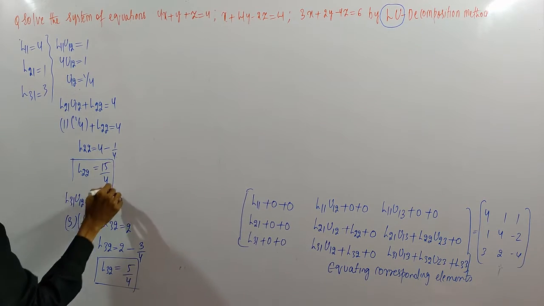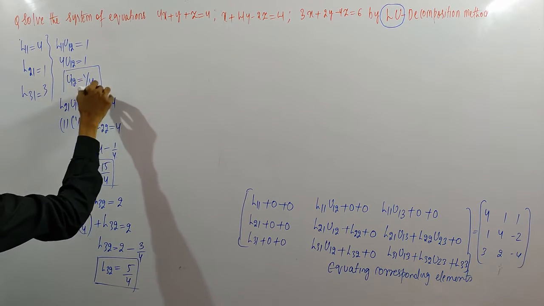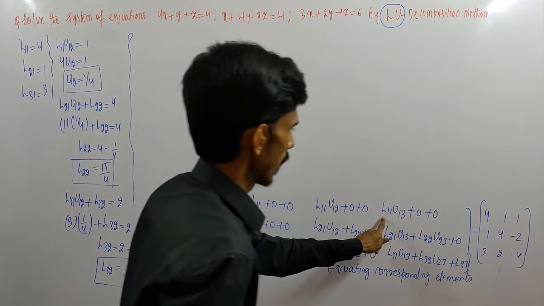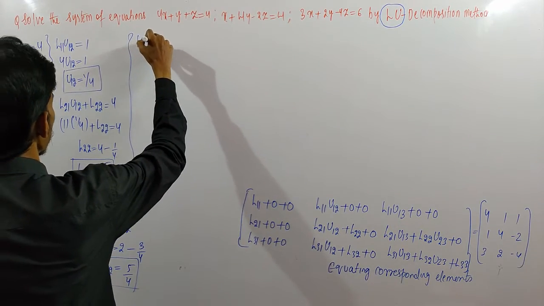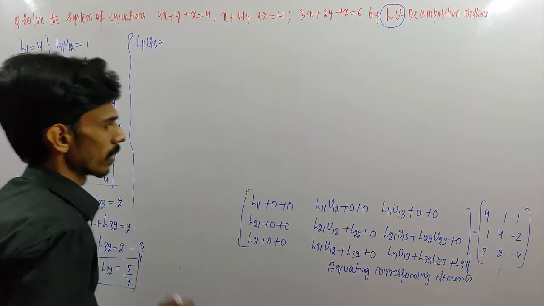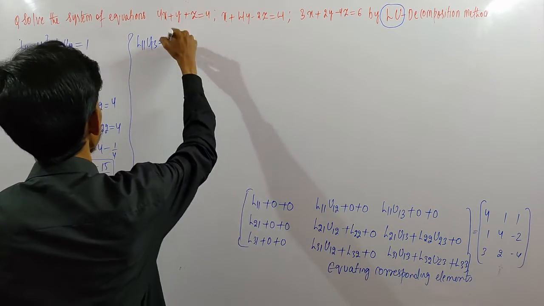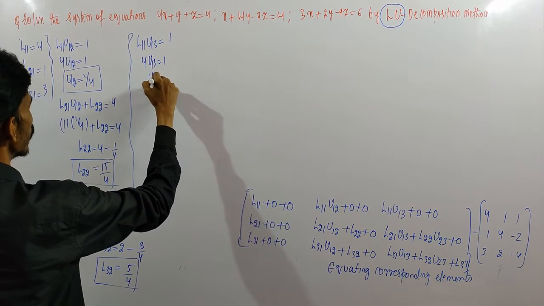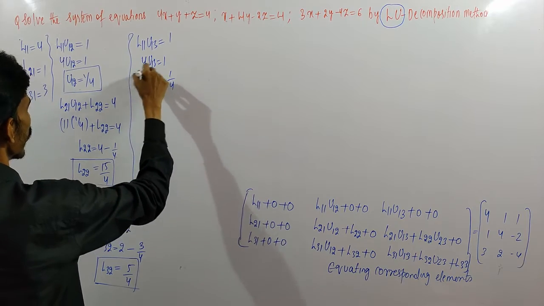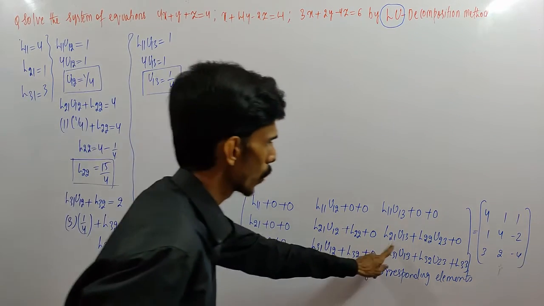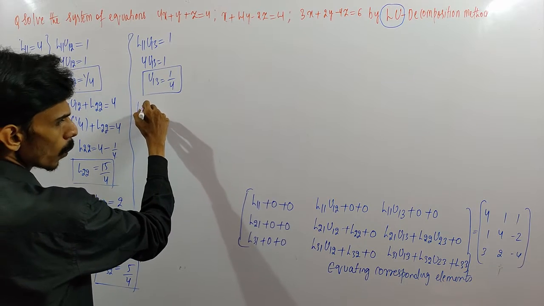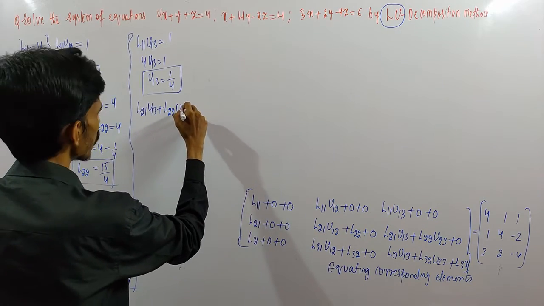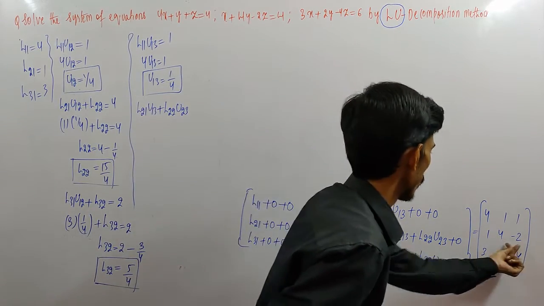We have L22 value, U12 value. Next we have L11 U13, this value equal to 1. L11 value is 4, so 4 U13 value is 1, so U13 value is 1 divided by 4. Next value is L21 U13 plus L22 U23, this value equal to minus 4.